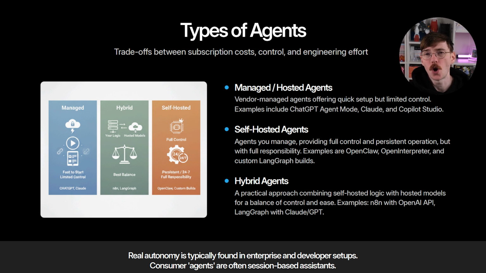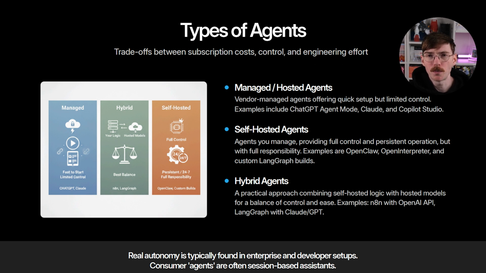So you have the managed hosting agents. These are your ChatGPT agent mode, your Claude, your Copilot that I've talked about, where you basically pay a subscription fee and it works. You can have self-hosted agents. These are agents you manage, providing full control and persistent operation, but you also have full responsibility. So an example would be something like OpenClaw. People are hosting these on their local servers or they're hosting them in the cloud, but you have pretty much complete control of all those files. You can edit them. It can edit them itself based on your directions, but it gives you a lot of freedom. And then you have hybrid agents.